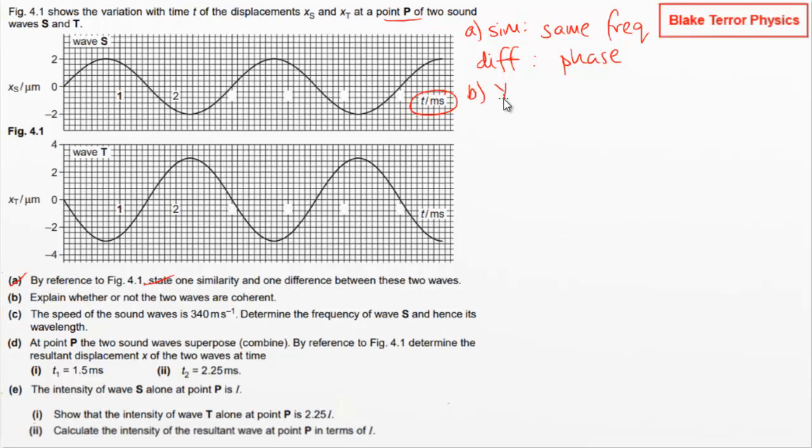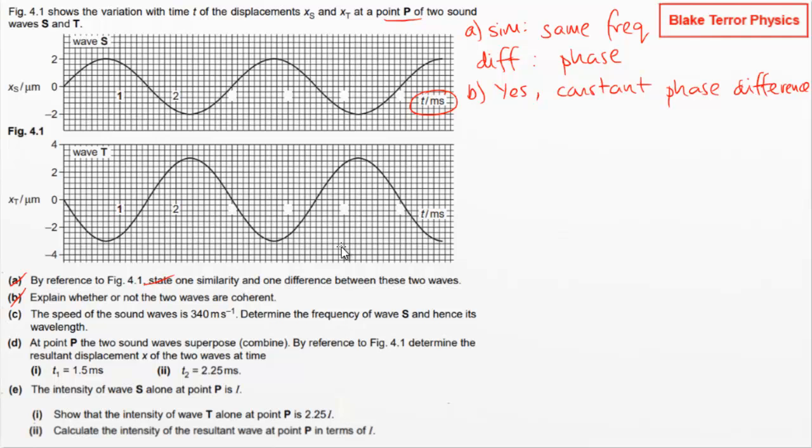So now we need to state that yes, they are coherent, but we need to say why, which is that they've got a constant phase difference. Because remember, that's our definition of coherence in A-level physics. We don't get onto spatial coherence until later on, so that's good enough for there. Speed of the sound waves, 340 meters per second.